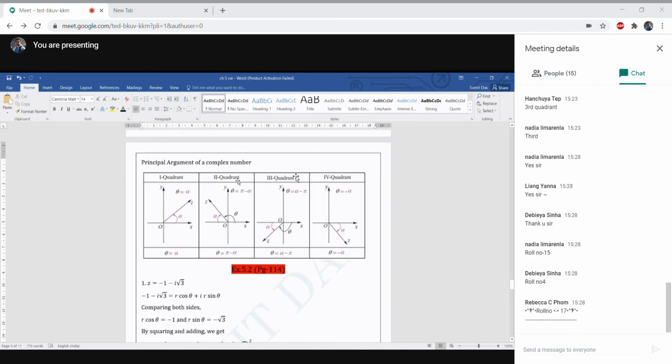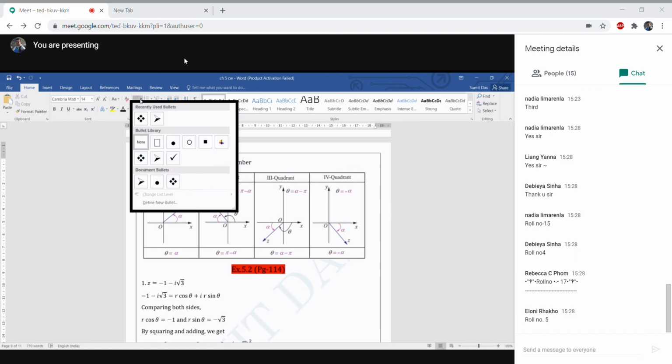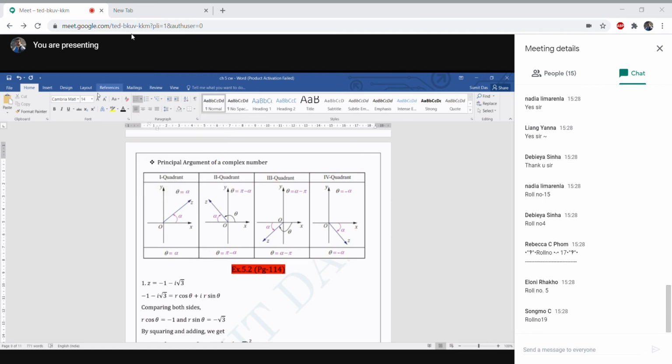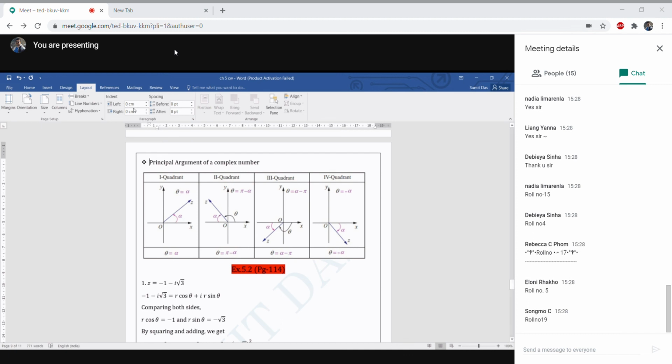This chart is very important: the principal argument of a complex number. This will decide what the argument of the complex number will be. So this principal argument is very important.